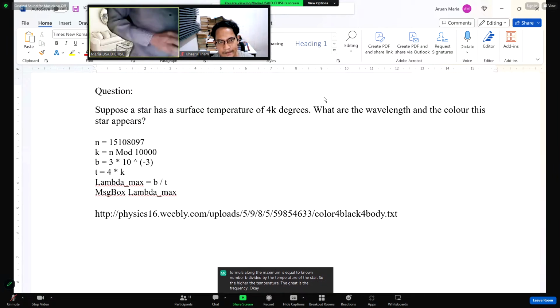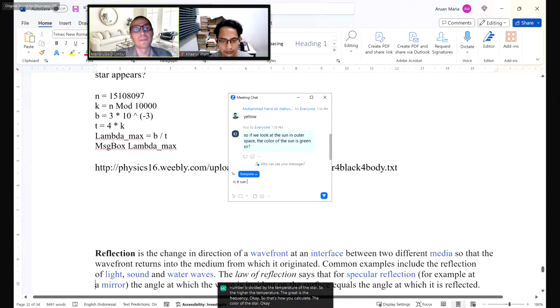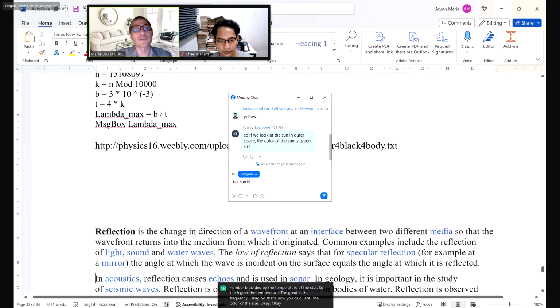Okay. So that's how you calculate the color of the star. Okay. Any questions?